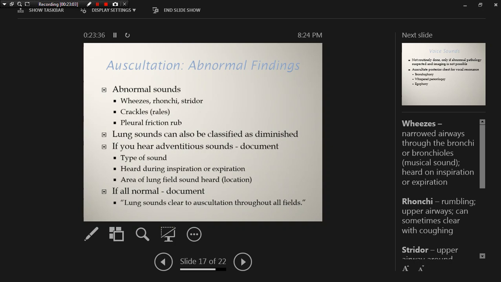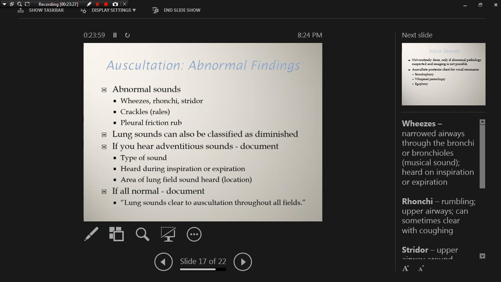Bronchi, you're typically going to hear that in the upper airways, maybe more in the bronchovesicular regions. It's usually more of a rumbling sound, and I would say it's more associated with phlegm, sputum, so sometimes if you can cough and get it out, the bronchi does go away.